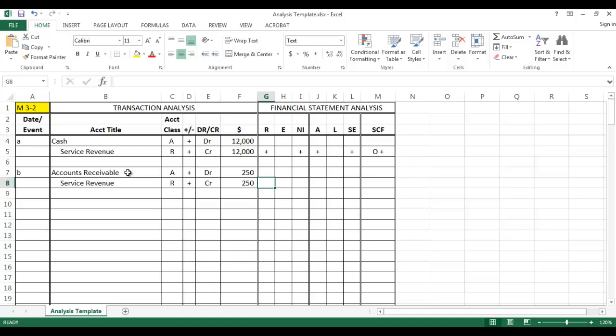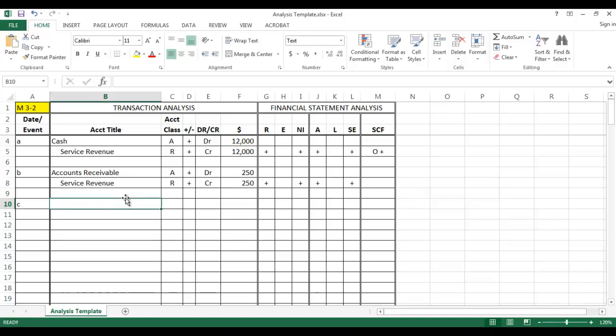Similar to letter A, we'll have an increased total revenue, which will result in an increase in our net income. From a balance sheet perspective, we've increased our assets. We've also increased our stockholders' equity. And there's no statement of cash flow effects because no cash has changed hands.